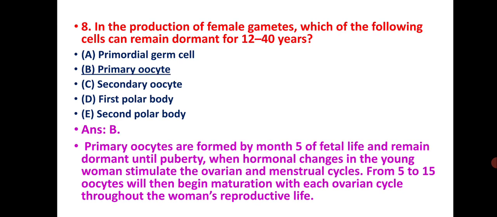Primary oocytes are formed by the fifth month of fetal life and remain dormant until puberty. With the hormonal changes in the young woman, that is the ovarian cycle, from 5 to 15 oocytes will begin maturation with each ovarian cycle, throughout the woman's reproductive life.